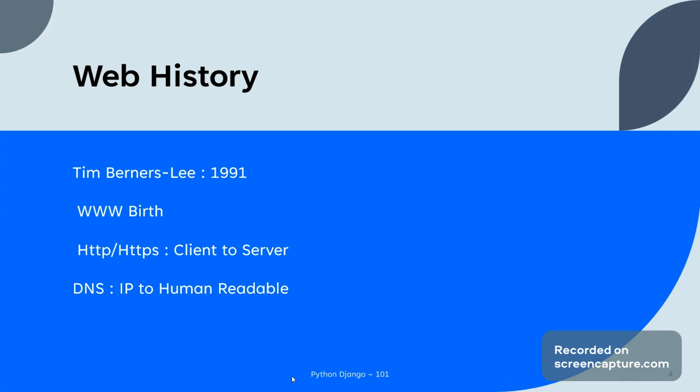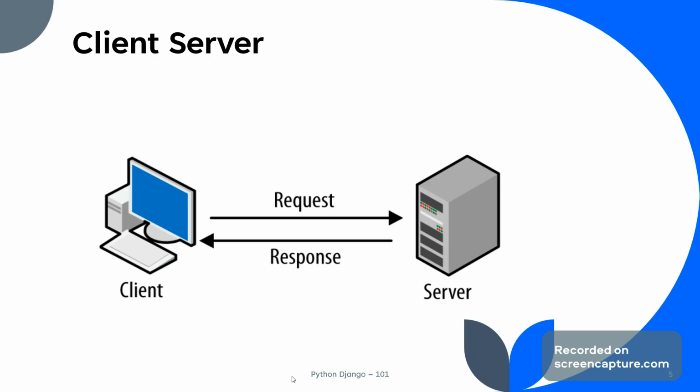Let's start with web history. We all know about the website, but here we go back to some old history. Tim Berners-Lee is the man who first created HTML in 1991, and everything in today's world we can see through the web or web applications. Through 1992 to 2023, there were many changes we can see. We will cover them later in my upcoming slides.